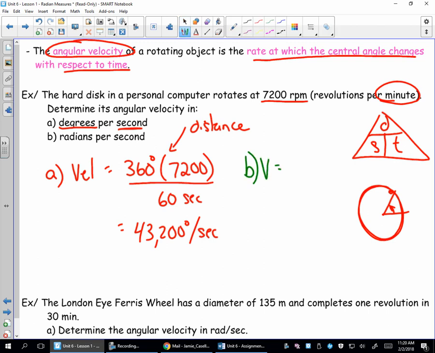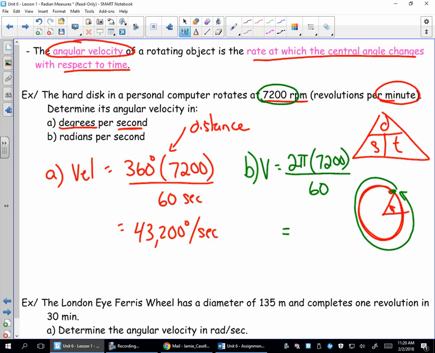My velocity, my speed again, I have to think about my distance. How far does this travel every second? Well, it's going, again, 7,200 revolutions. What's a revolution in radians? That's 2 pi all the way around the circle. How many times does it do that? 7,200 times in our 60 seconds, which gives us approximately 753.98. This would be radians per second.